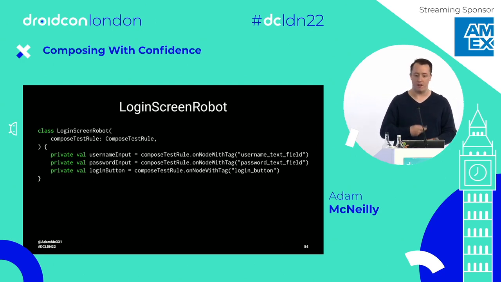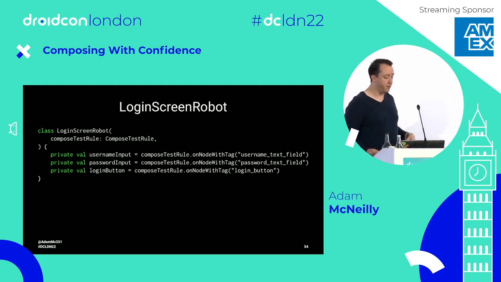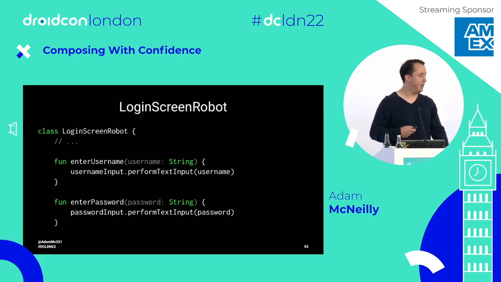So this is nice for what I said. If I change the tag for any reason, or some other way of identifying the username input, I change this one first line, and all of my tests should still pass. So we'll do this for our two input fields and our login button, but this would be whatever you have on the screen. And then I make them private, so instead I can write functions that are public that describe exactly what our test is doing.